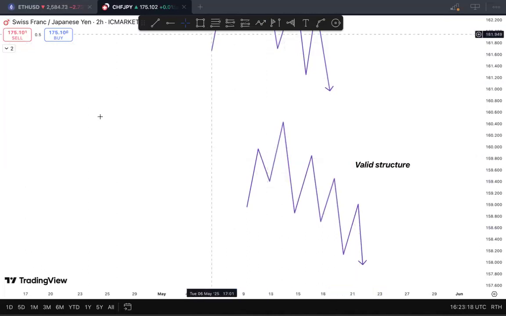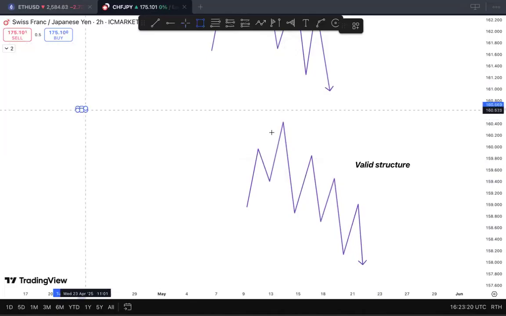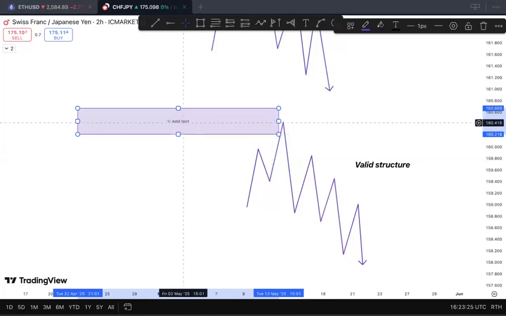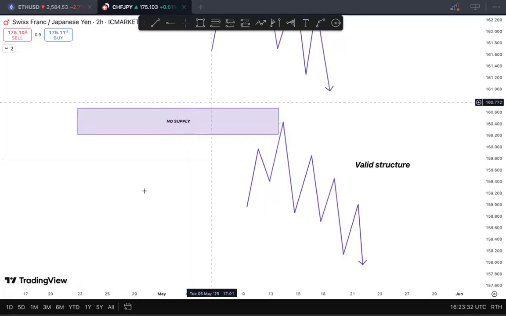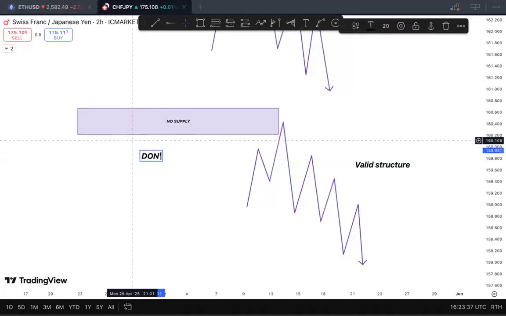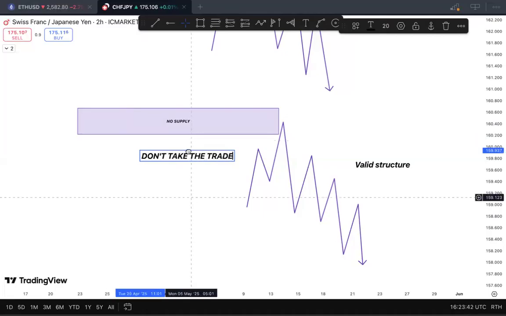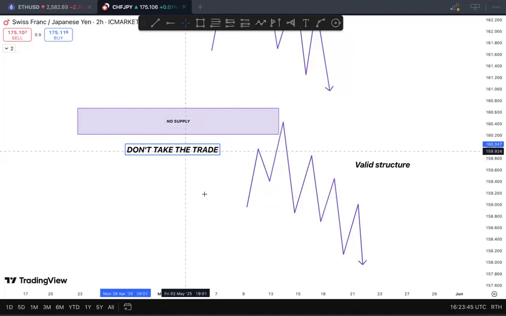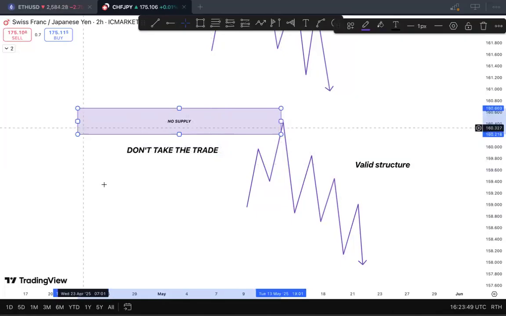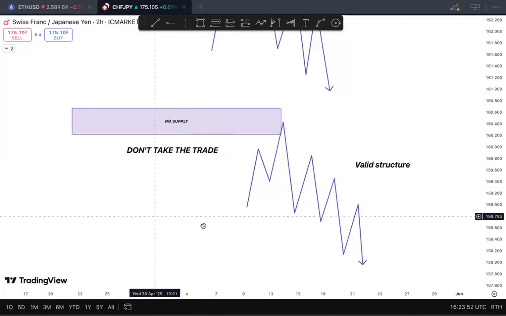But no supply. That means when you look, this structure wasn't coming from a supply zone. What do you do? Don't take the trade. Save your $10, save that $100. You can take it to a restaurant, go and eat good food. Or you wait for your next trade, or you wait for the next setup.